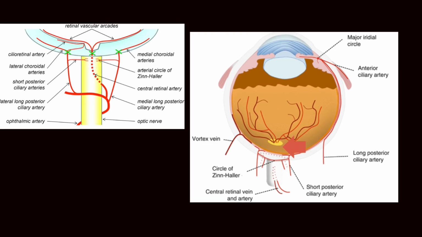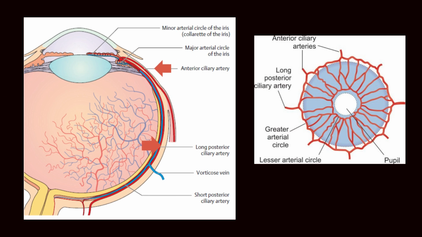The 2 long posterior ciliary arteries also pierce the sclera near the posterior pole and run forward between the sclera and choroid to reach the ciliary body. Here they join with the anterior ciliary arteries to form the major arterial circle of the iris.